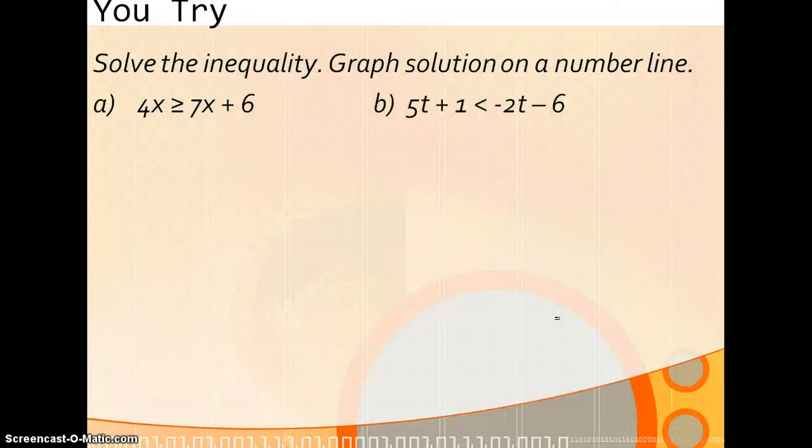Okay, so here are your U-tries. You're going to solve the inequalities and graph the solutions on a number line. You have 4x is greater than or equal to 7x plus 6, and then 5t plus 1 is less than negative 2t minus 6. Please make sure you are correctly separating these, because again, that's becoming more and more important for organizational purposes. Okay. Any questions, write them down and you can ask them in class.